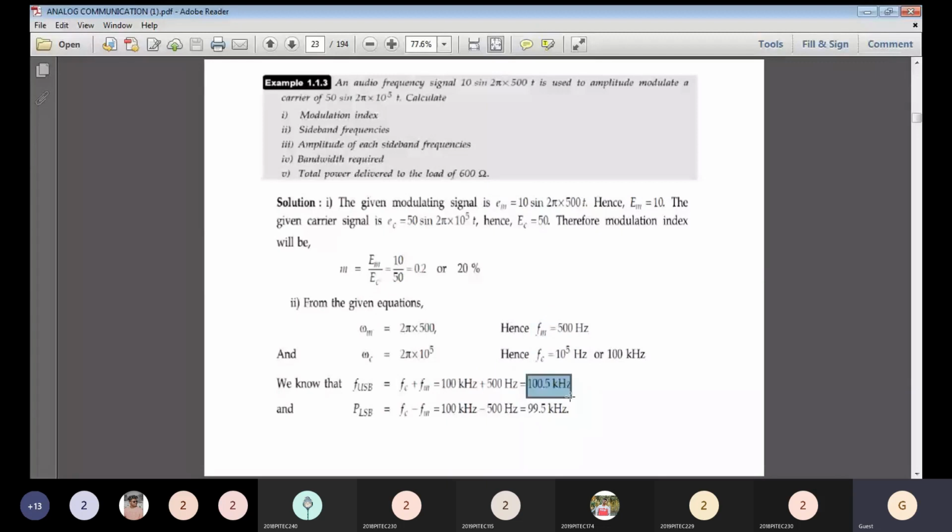Next, lower sideband is FC minus FM. So this is FC, this is FM, subtract the value. The result is 99.5 kilohertz. All of you check your answer.